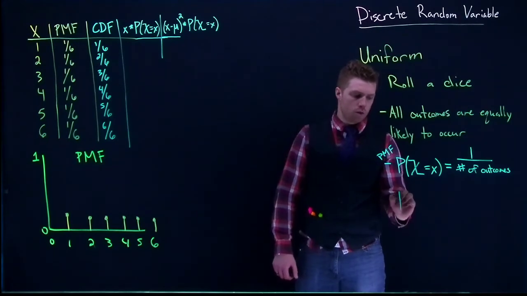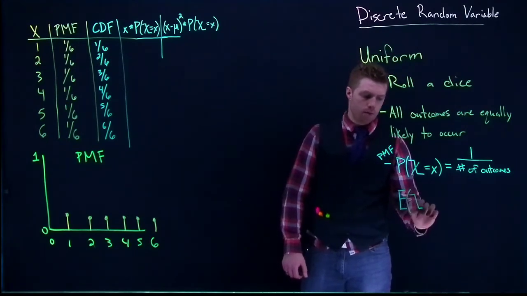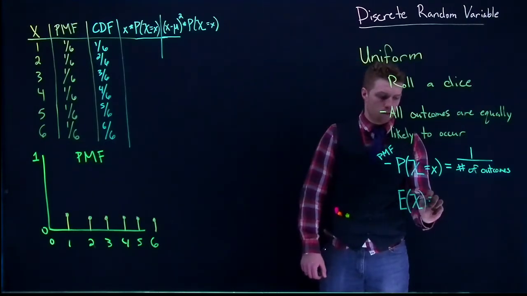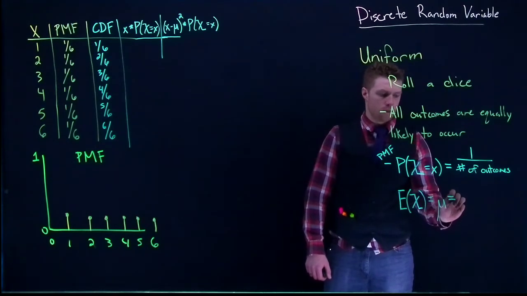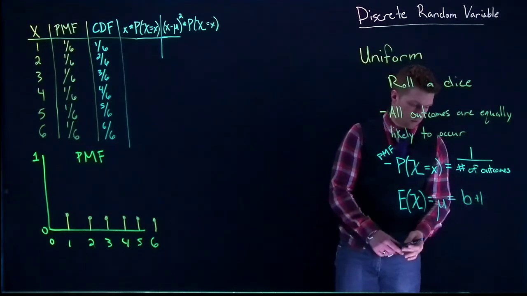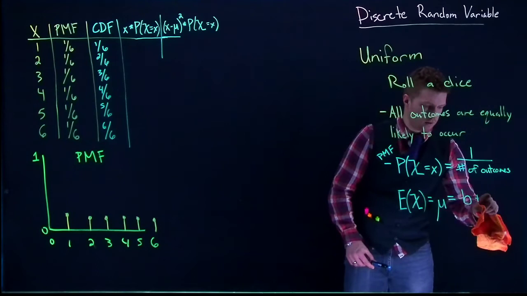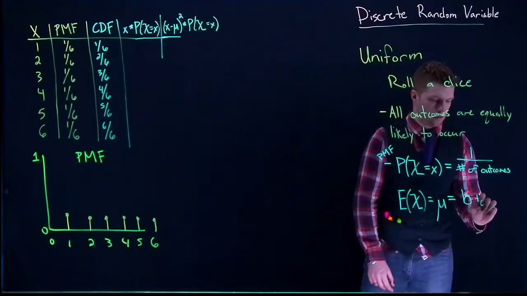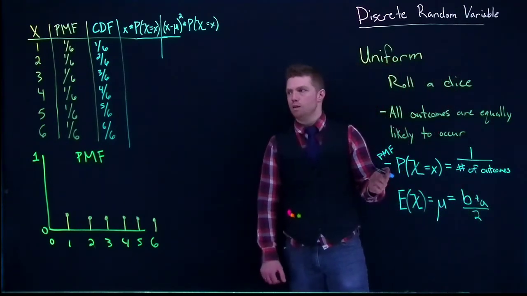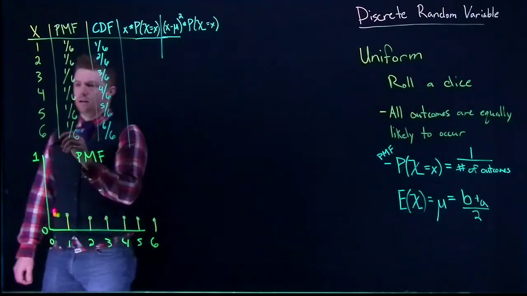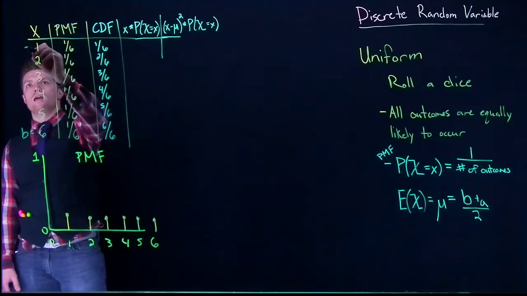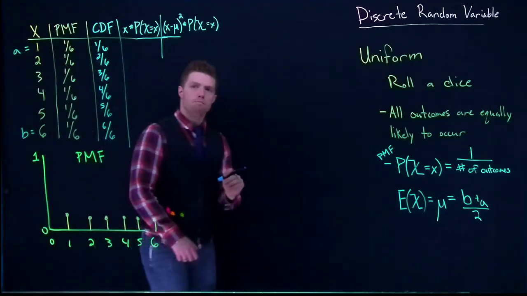If we want to know the expected value of our random event, in this case our dice roll, this is equal to mu. All this is going to be is B plus A divided by 2. And you're like, okay, wait a second, what's B and what's A? That's easy. B is going to be your biggest number, your maximum, and A is equal to your minimum.